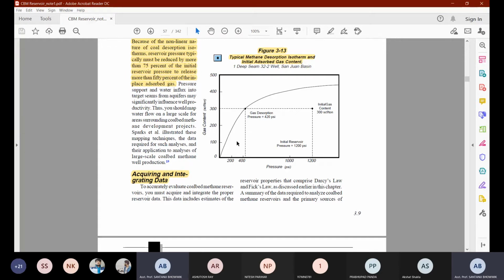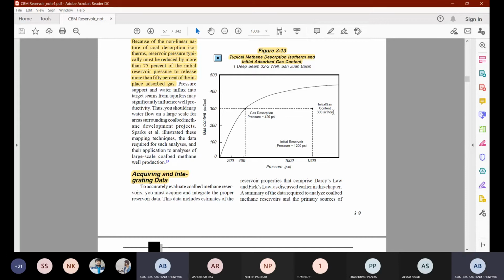So any coal isotherm you are going to test should lie onto this graph. It should be matching. It may not be exactly matching, but it more or less should be showing the same trend. Now comes the testing.